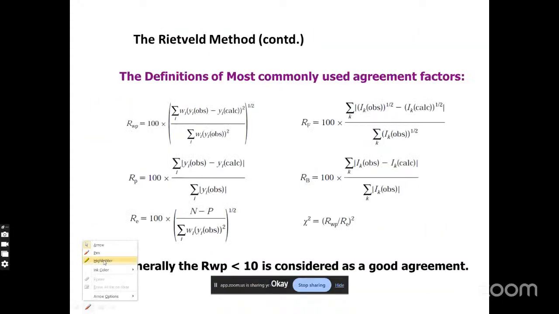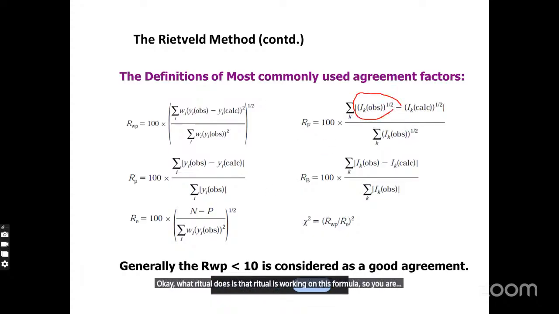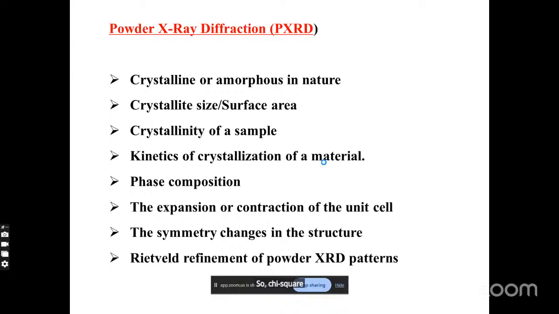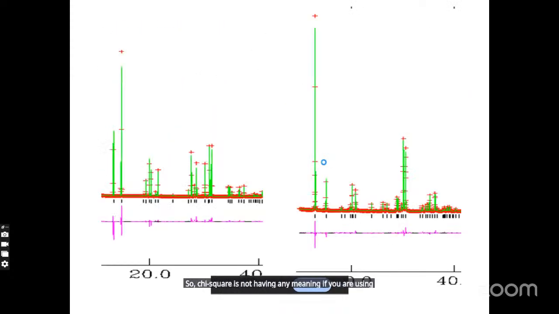Okay, what Rietveld does is that Rietveld is working on these formulas. So you have the observed intensity of your XRD pattern, and you have to make a model and calculate the intensity of that peak, and then subtract the intensity of the calculated peak from the observed value. The RF should be less than 10. Chi-square does not have any meaning if you are using powder data.